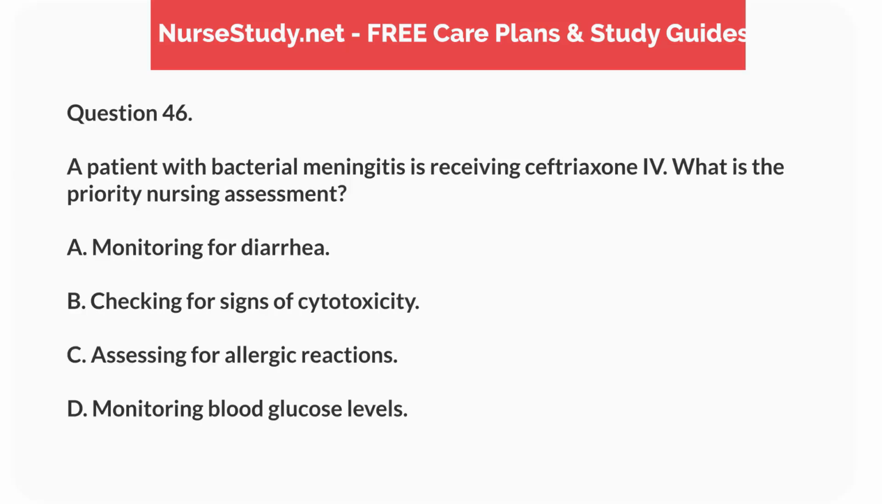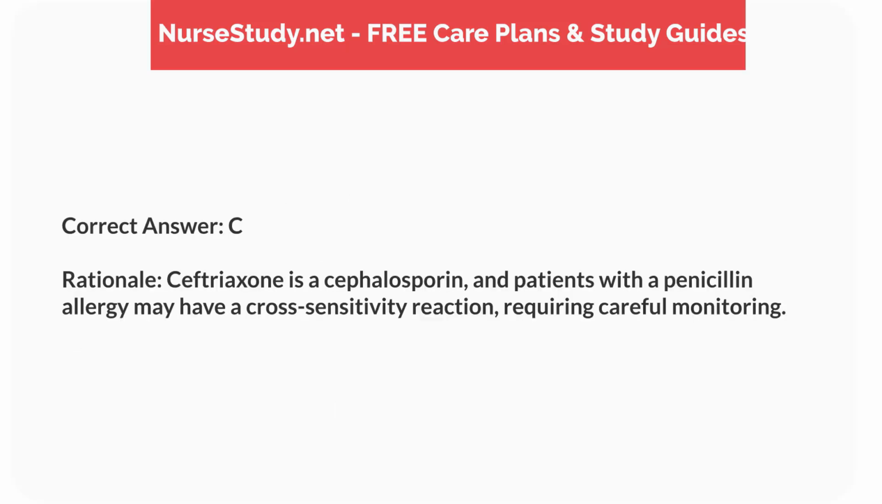Question 46. A patient with bacterial meningitis is receiving ceftriaxone IV. What is the priority nursing assessment? A. Monitoring for diarrhea. B. Checking for signs of cytotoxicity. C. Assessing for allergic reactions. D. Monitoring blood glucose levels. Correct answer, C. Rationale: ceftriaxone is a cephalosporin, and patients with a penicillin allergy may have a cross-sensitivity reaction, requiring careful monitoring.